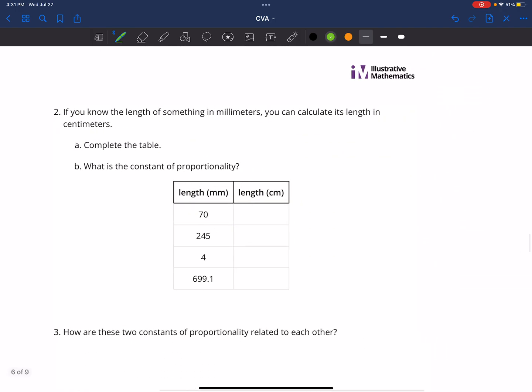So remember, for every 1 centimeter, I have 10 millimeters, right? That is the proportional relationship that we're given. So if I want 70 millimeters, I just have to multiply the denominator and the numerator by 7. I get 7 centimeters and 70 millimeters. So in fact, 70 millimeters is equal to 7 centimeters, right?